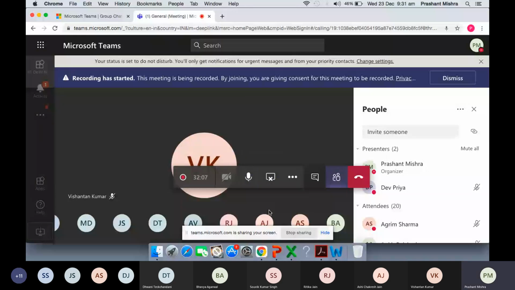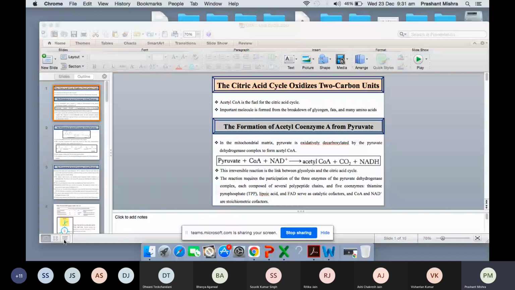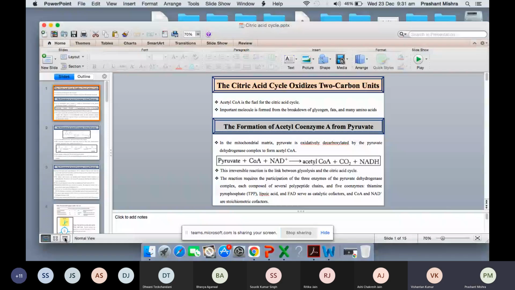So now I'm sharing another slide which is about the citric acid cycle. Is it visible? Yes, sir. Okay.